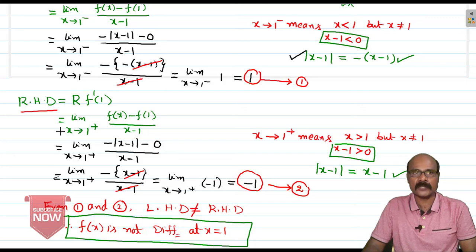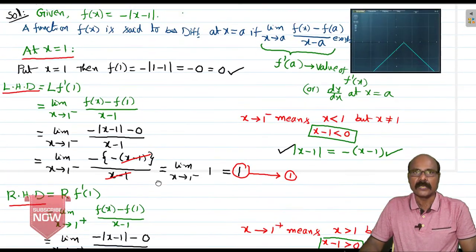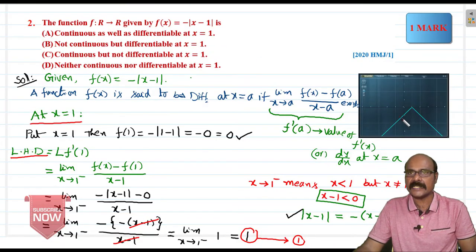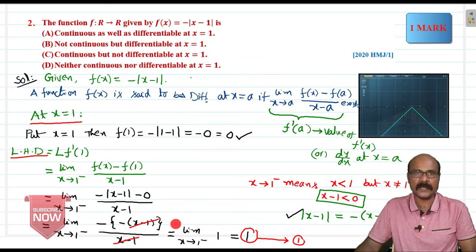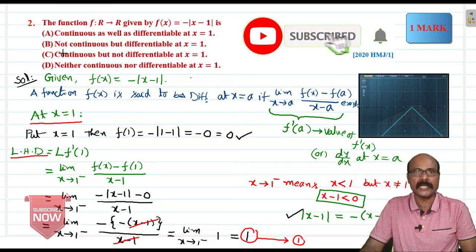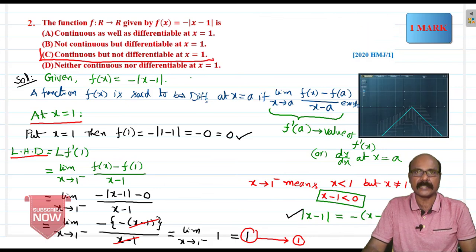So now what is the correct option? Look at this. From this graph, it is very clear the function is continuous throughout the real number system. And based on this explanation, it is not differentiable at x equal to 1. Then what is the correct option? Continuous but not differentiable at x is equal to 1. So option C is correct.